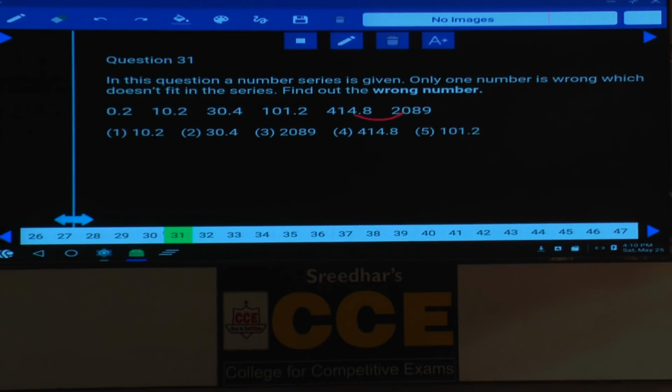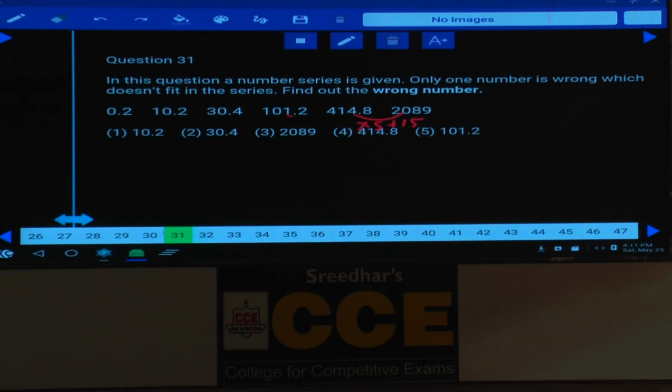What is the difference between these two? Here the difference is 15. Now find the wrong number in this one. Now this is into 5 plus 15. Into 5 plus 15. Then what is the next one here?